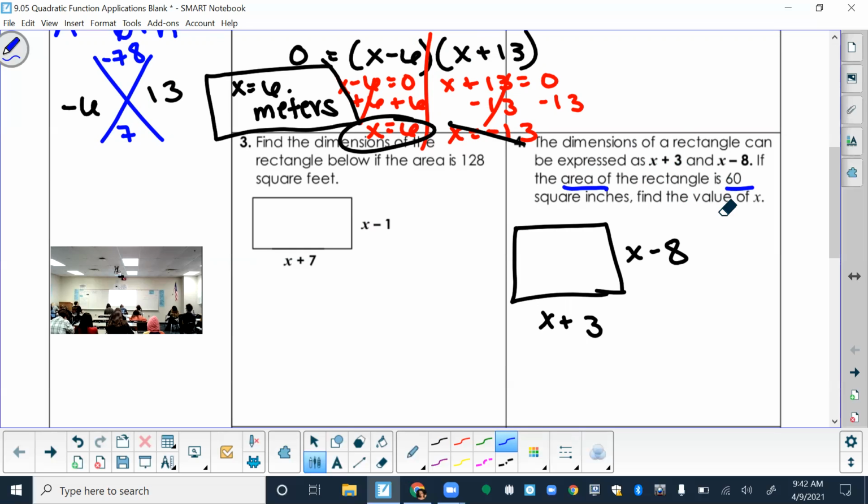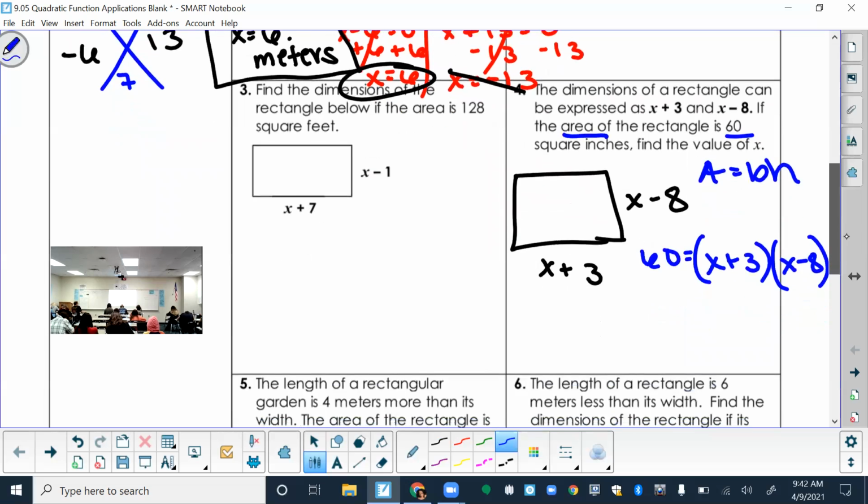So given what we know that area is base times height. Well, since my area is 60, what's my base? What did we say it was? And then my height was. Given this, now we can solve just like we did in the last one. All right, so multiply this out.